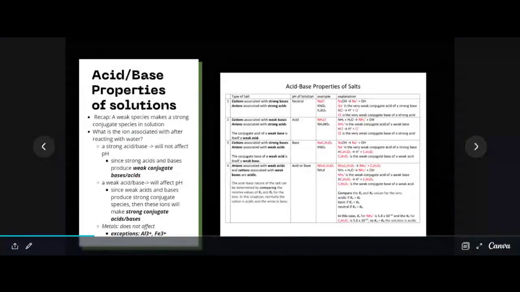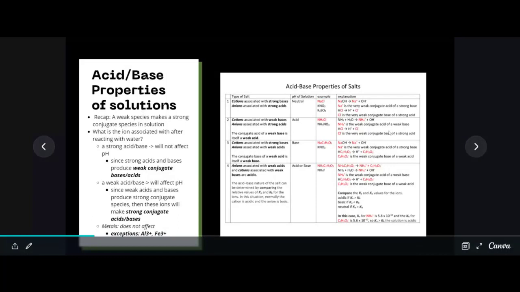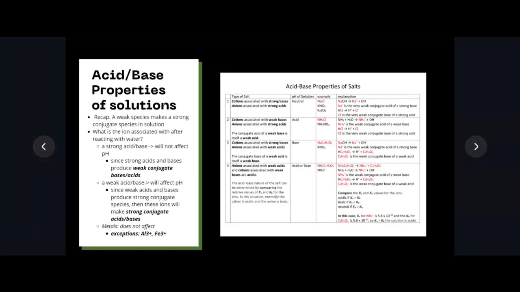So next, we're going to talk about the acid-base properties of these solutions. Just don't look at the right for now. Let's take a look at the left. So, recap: a weak species makes a strong conjugate species in solution. Let's say that we have a weak acid. The trend is the weaker the acid, the stronger the conjugate base.